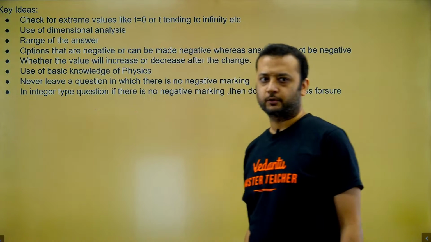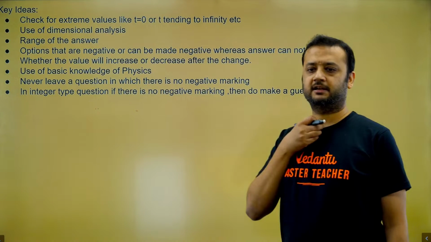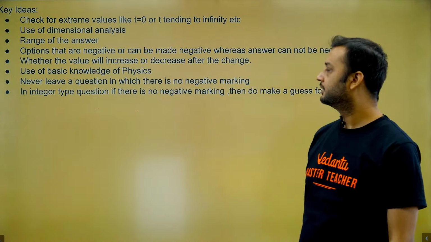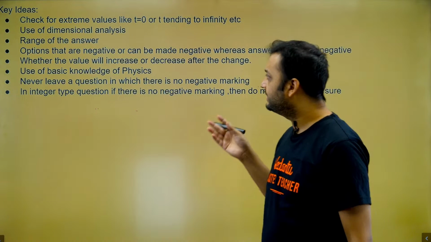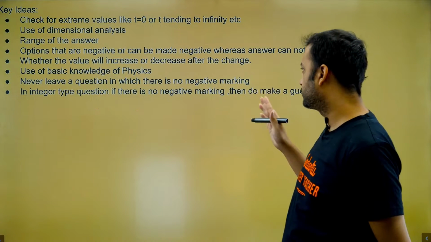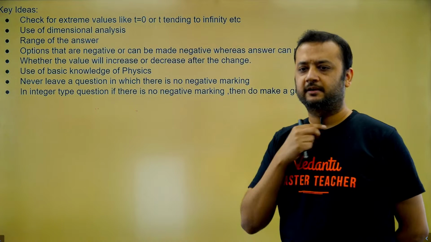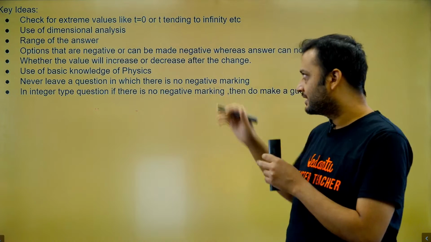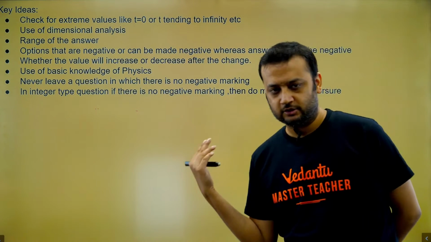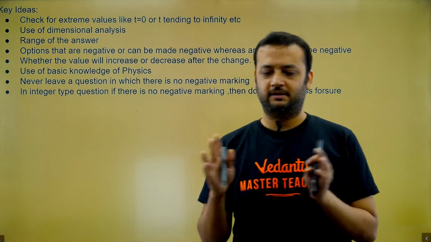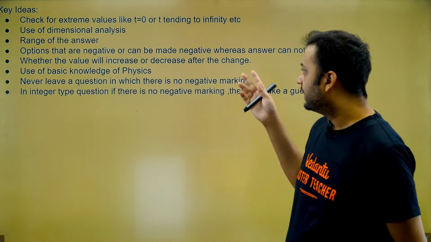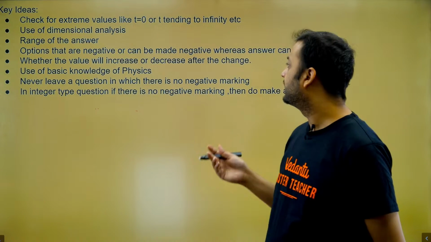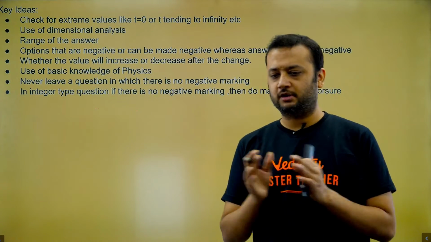I have written down some points and I will apply them. Basically, I will tell you what these things mean. See, check for extreme values like t equals 0 or t tending to infinity. When I do the questions, you will understand what we mean by checking the extreme values. Then use of dimensional analysis, all of you know what happens when we use dimensional analysis. Then the range of the answers, we will see in what range answers can lie.